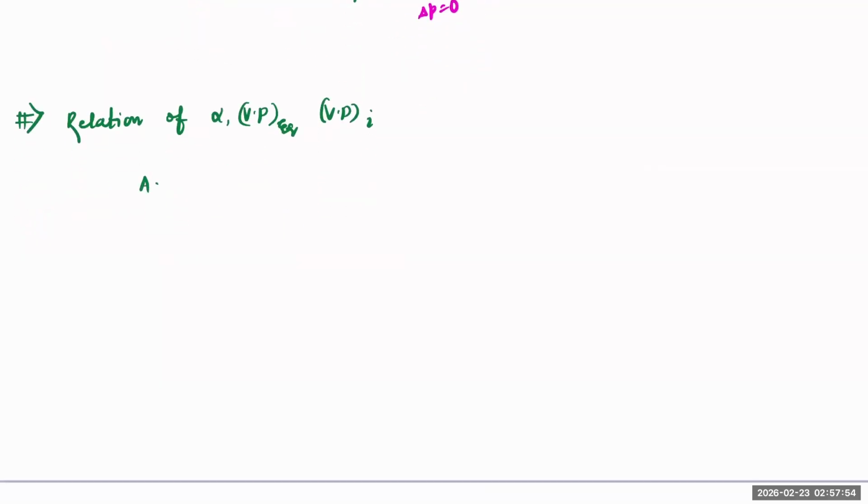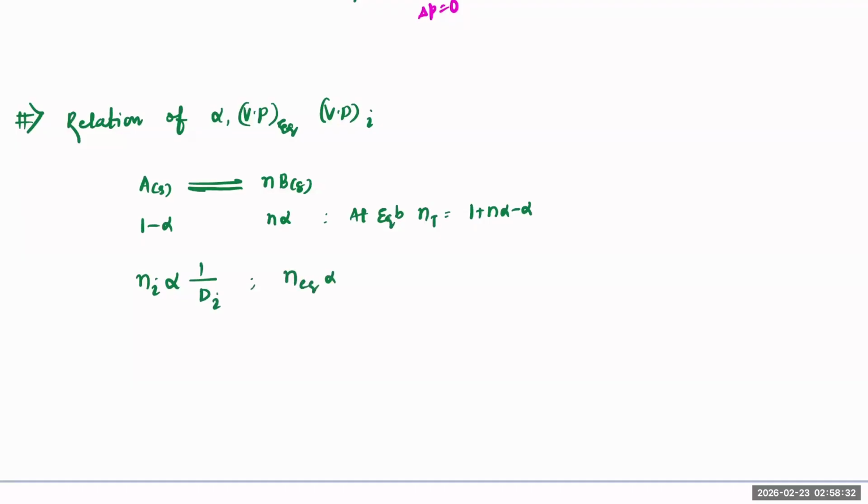So suppose you have an A gas dissociating into n moles of B gas. I can write this as 1 minus alpha and n alpha. At equilibrium, total number of moles will be 1 plus n alpha minus alpha. And you know that the number of moles will always be inversely proportional to the density. Initially we had only one mole, so the number of moles is inversely proportional to the initial density, and at equilibrium it will be proportional to the equilibrium density.